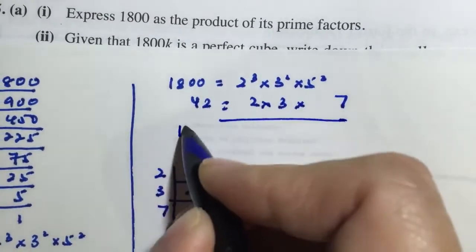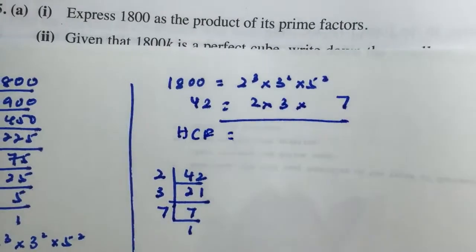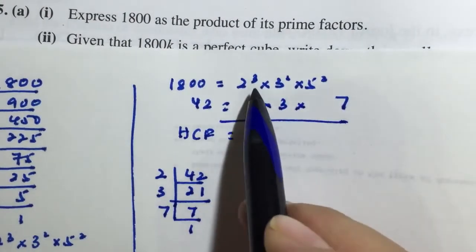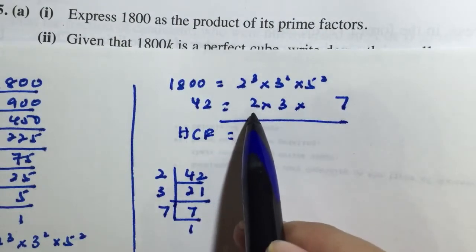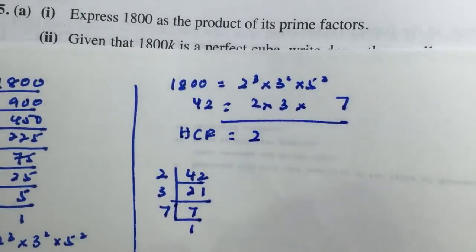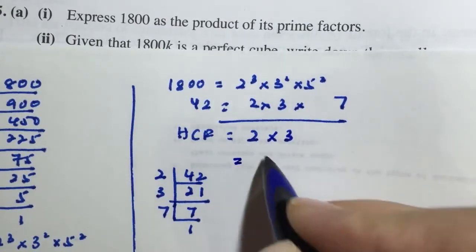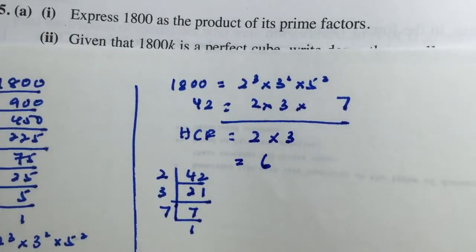Now, when we are talking about highest common factor, we can only use the ones they share in common. So if you have 2 cubed but I only have 2, at most we can only share 1 of it. Same goes for the 3. So in this case, the highest common factor is just 6.